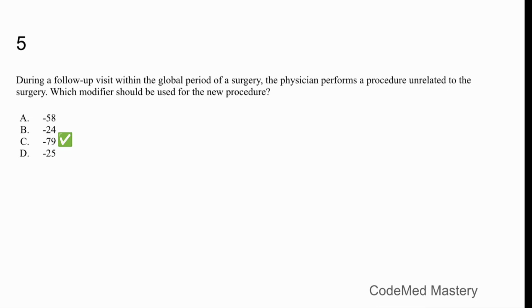Option B, modifier 24, is wrong because it is used for unrelated E&M services, not procedures. And option D, modifier 25, is wrong because it is used for a significant, separately identifiable E&M service on the same day as a procedure. It is not relevant because the question involves a procedure during the global period, not an E&M. Okay.